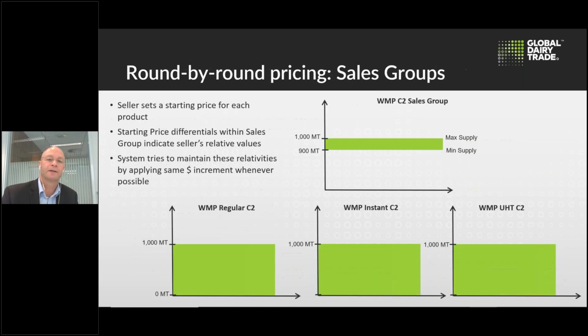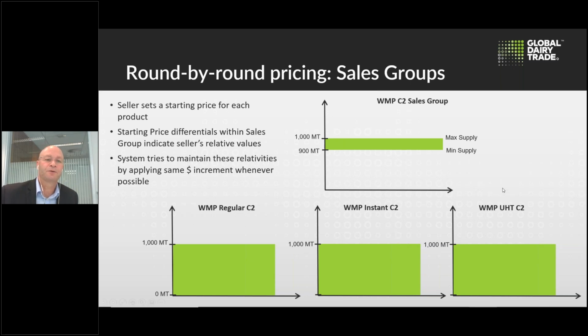Final area to look at is pricing. And again, I want to just do that by looking at how pricing works for a sales group, and then talk through for the cream group. So as I said earlier, the seller will set a starting price for each product. They will set differentials between the products if they like. So instant and UHT may be more expensive than regular. And if they do that, the auction system will try and maintain those differentials throughout the process.